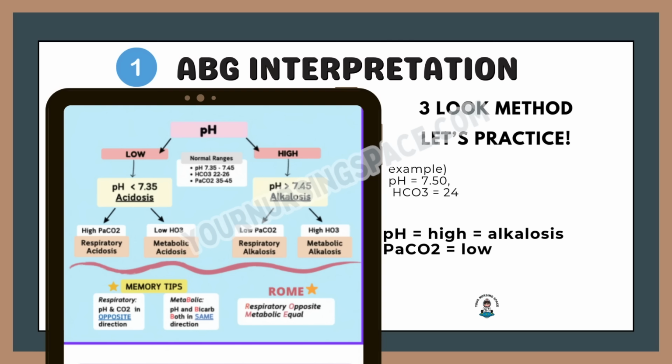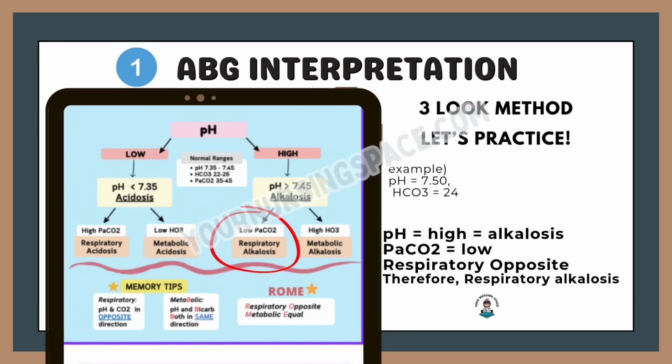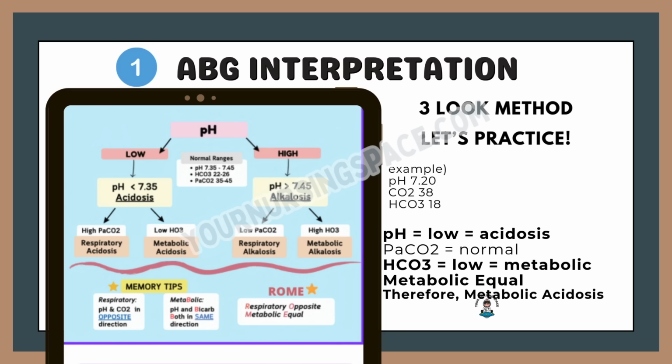pH is high and CO2 low, and you remember respiratory opposite from ROME. So it is respiratory alkalosis. So that means the lungs are blowing off too much carbon dioxide. Let's try another example. So pH is 7.20, which is low, so it is acidosis.